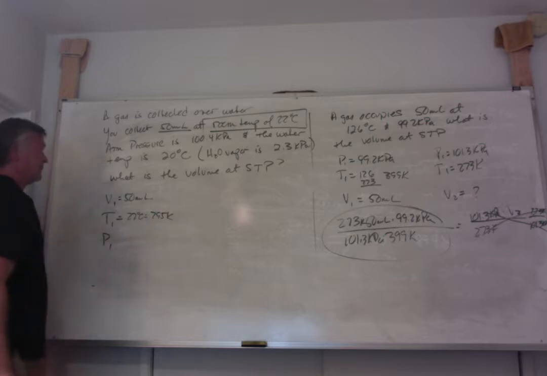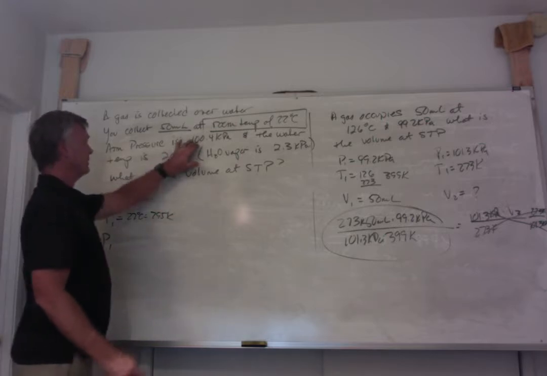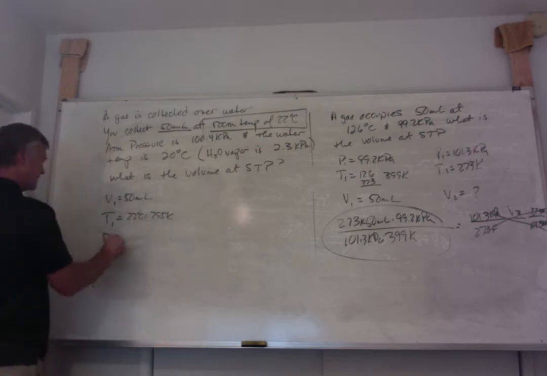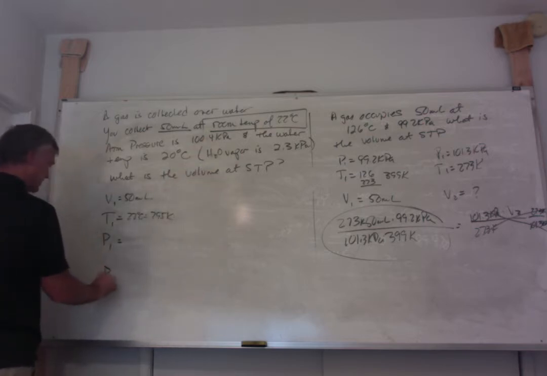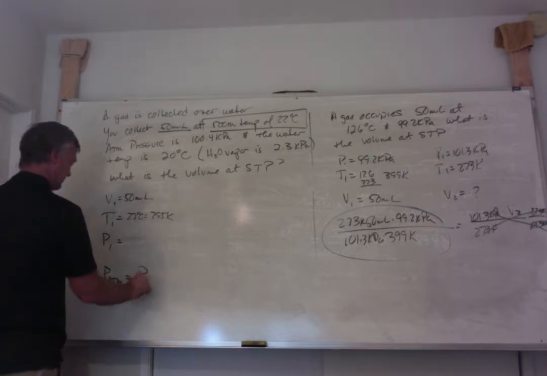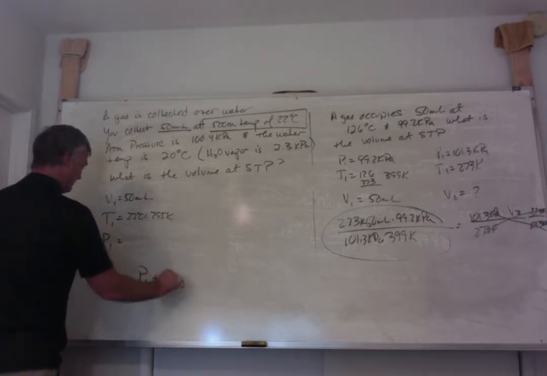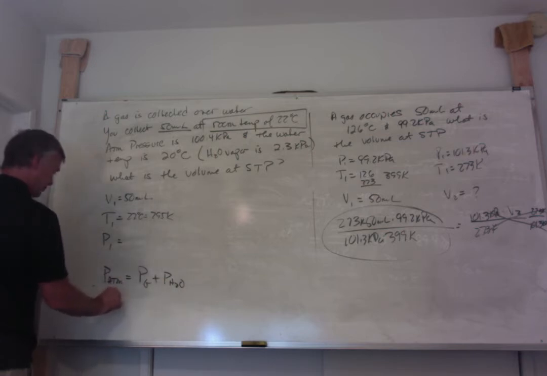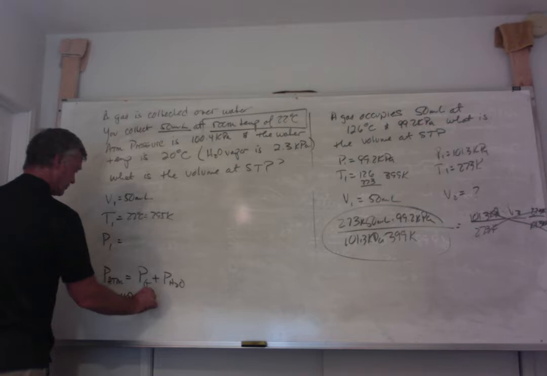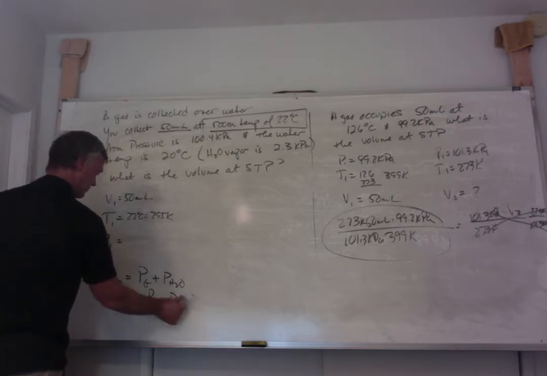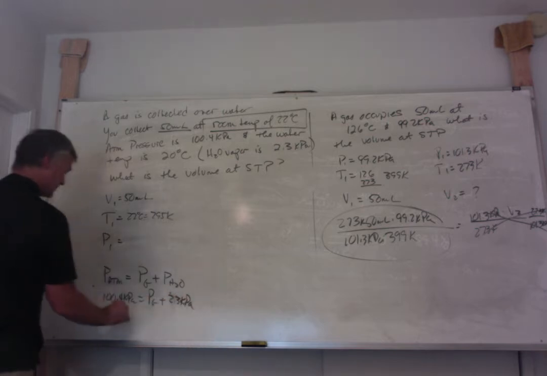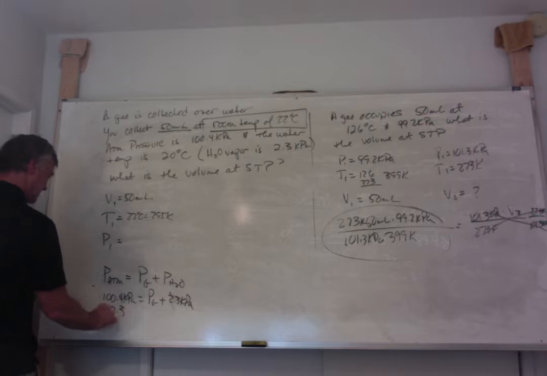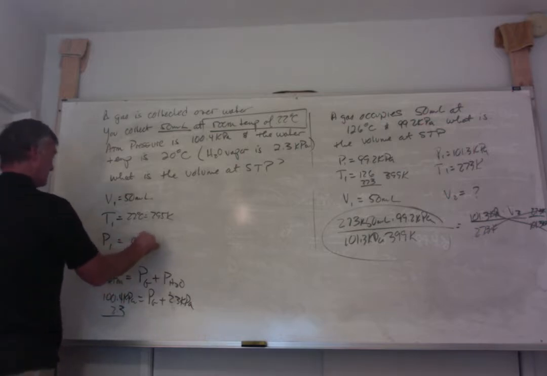It's the P1 that we have a little trouble with. Yes, atmospheric pressure is 100.4, but the pressure we're interested in is the pressure of the gas that we've collected. And some of that gas is water vapor. So we have to do this. The pressure of the atmosphere is the pressure of the gas plus the pressure of the water vapor. And this would be 100.4 is equal to the pressure of our gas plus the pressure of the water vapor, which we were told is 2.3 kilopascals. And the pressure of the gas, then, if we subtract this, is 98.1 kilopascals.